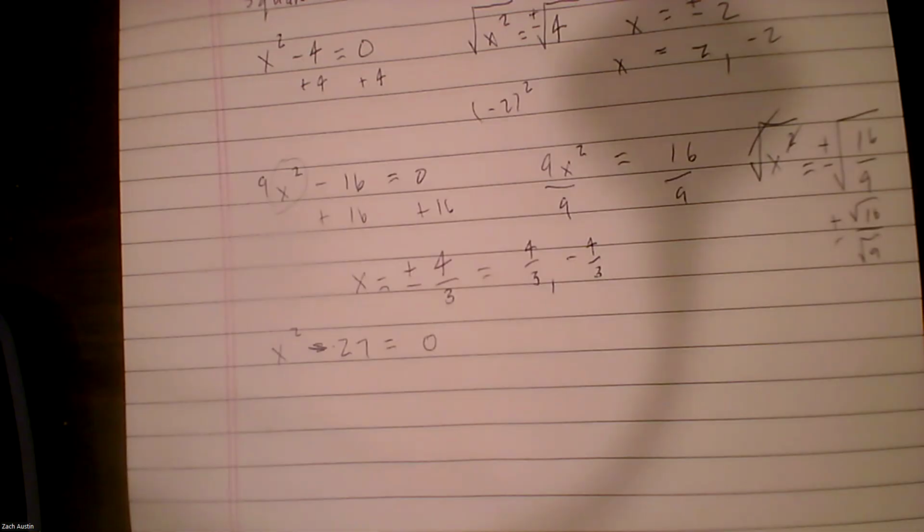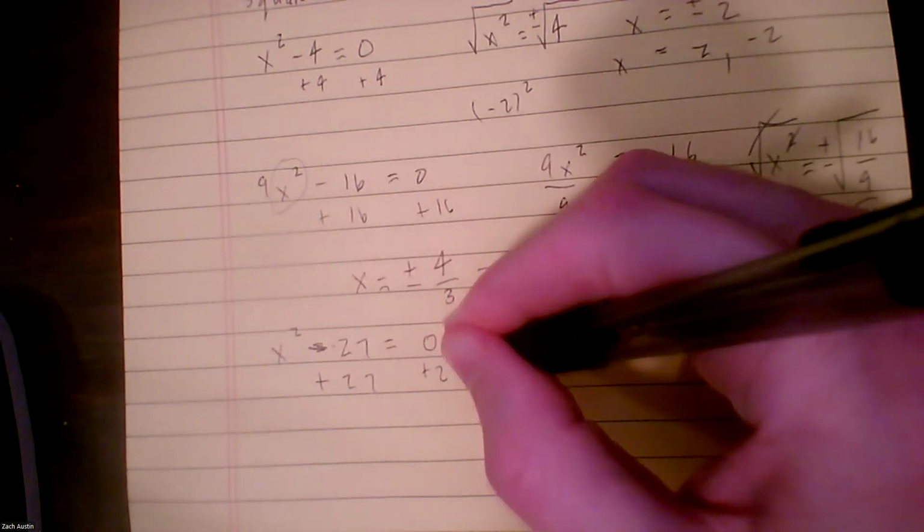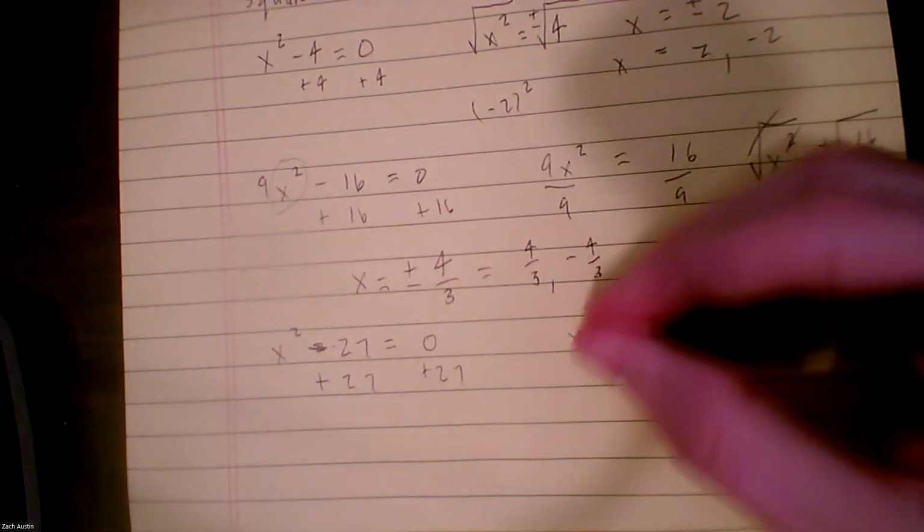Okay, so in this case, we're going to start the same way. Like I'll move the 27 over to the other side. My goal here is to, again, isolate that x squared on one side.